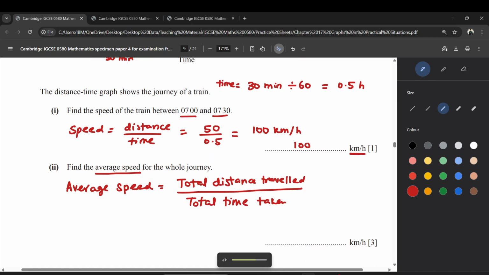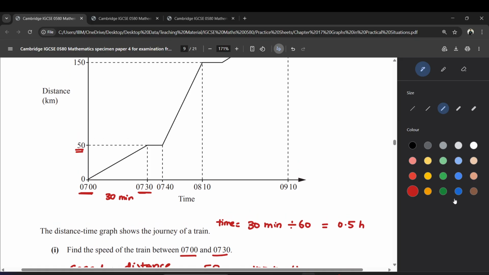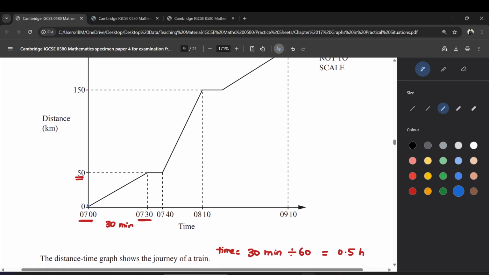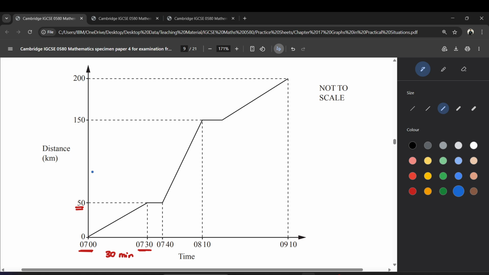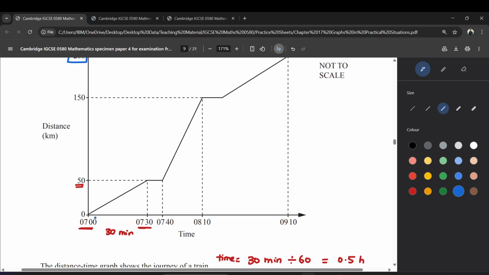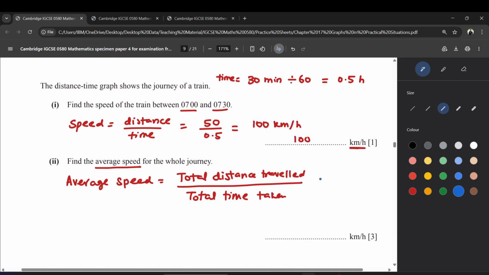All right. Now, we need to find out how much was the total distance covered. So let's look at the y-axis. Starting from 0, we covered 50 kilometers and then 150 and then finally we covered 200, right? So the total distance covered is 200 kilometers, right? Now, what you can see from here is that the maximum point that we reached was 200 kilometers. So I'm just going to write down that total distance traveled is 200.